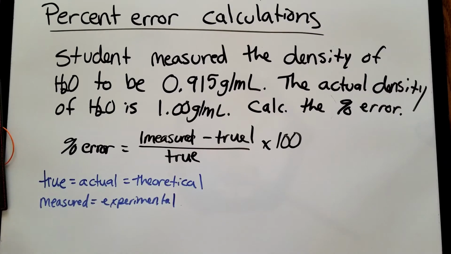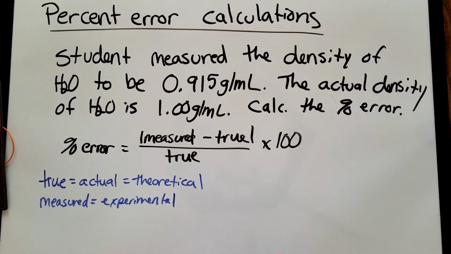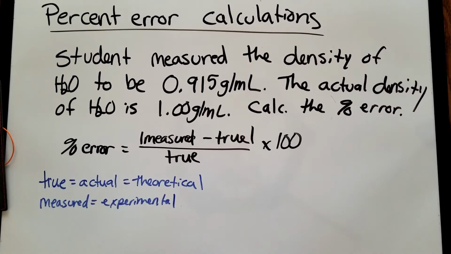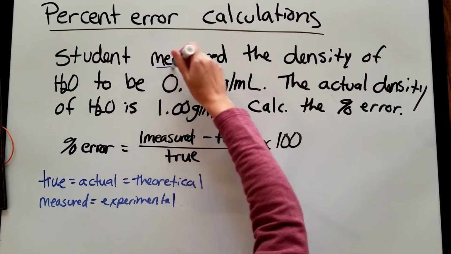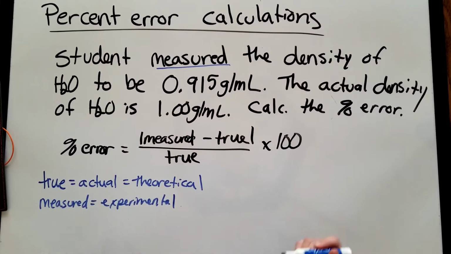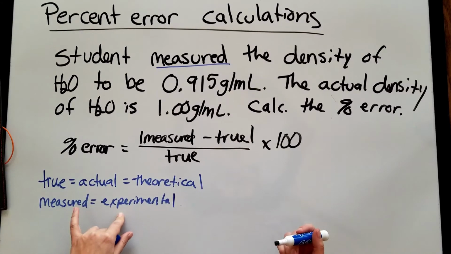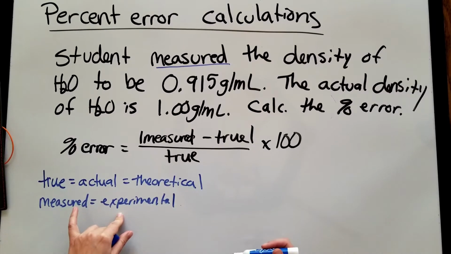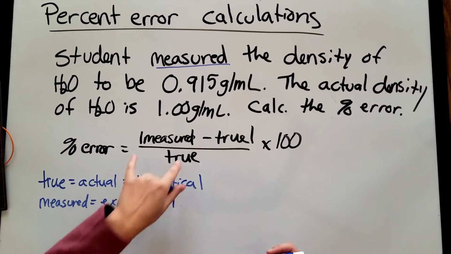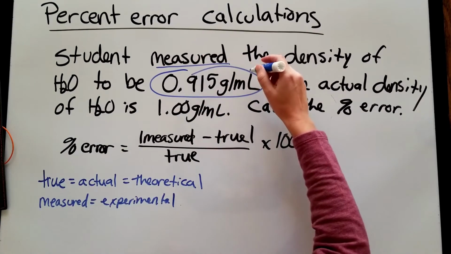All right, so now let's try to apply this. We're going to look at the word problem, and our goal here is to figure out which one is the measured, which one is the true? That's the hardest part, is figuring out which is which. For the measured, in this particular question, it specifically says the word measured. The student measured. Another word that might be used in a different word problem could be experimental. So whatever the student or the scientist came up with, that's going to be your measured or your experimental, and that's going to go in this spot here. So the 0.915 is our measured.